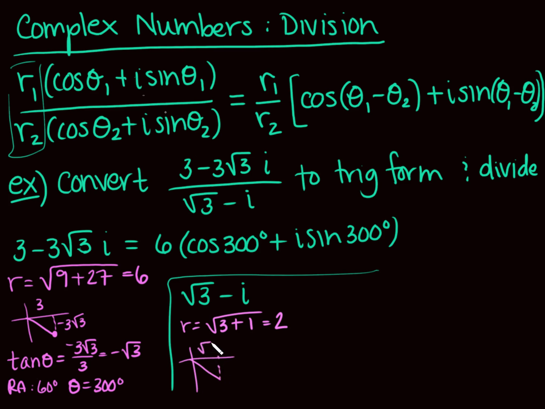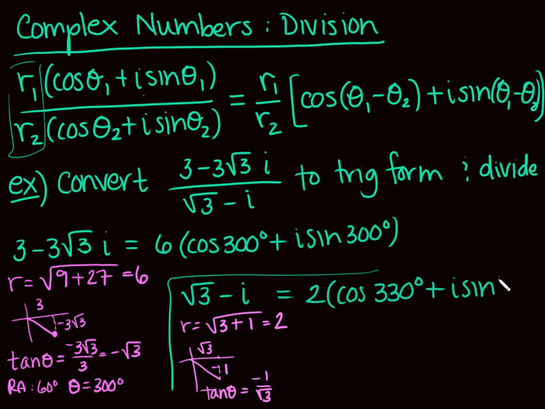But in this case, this is root 3 and this is 1. So the tangent of theta then would be negative 1 over root 3. So because root 3 over 1 was 60, now I must have a reference angle of 30. So if I have a reference angle of 30, I'm going to have 2 times the cosine of 330 plus i sine of 330. All right, guys.